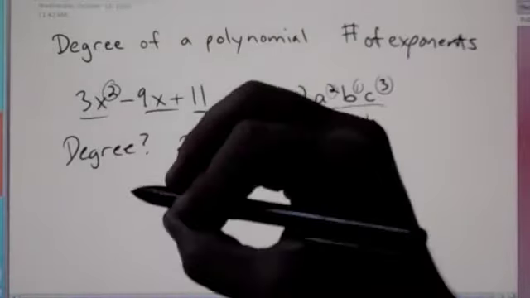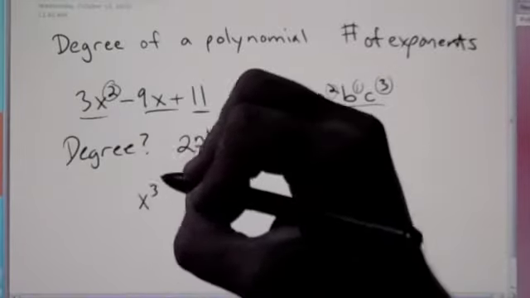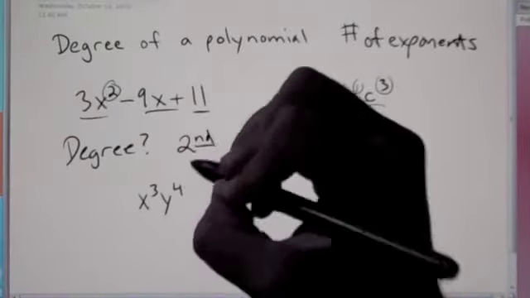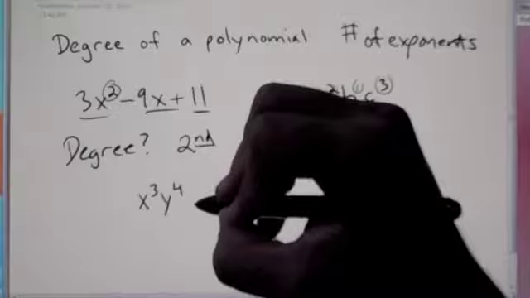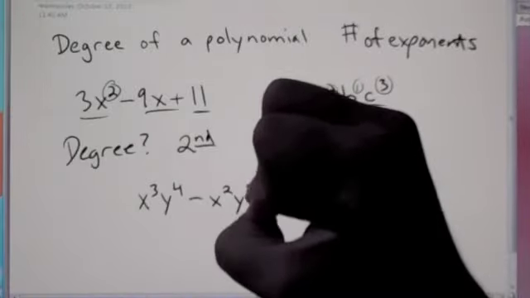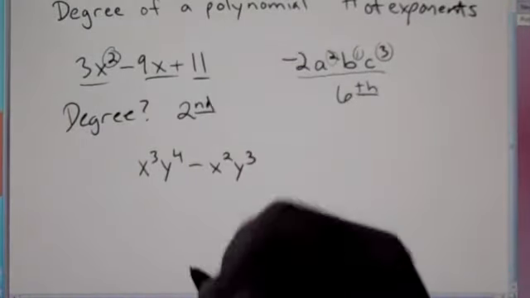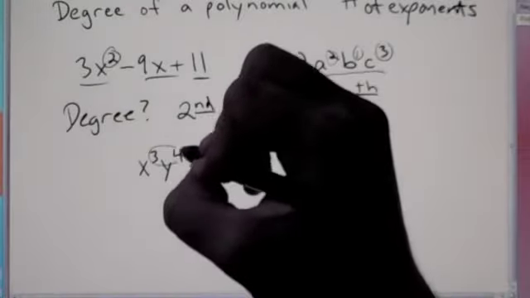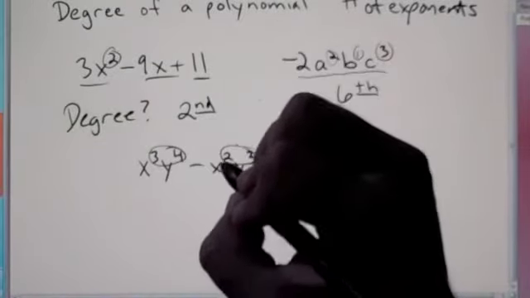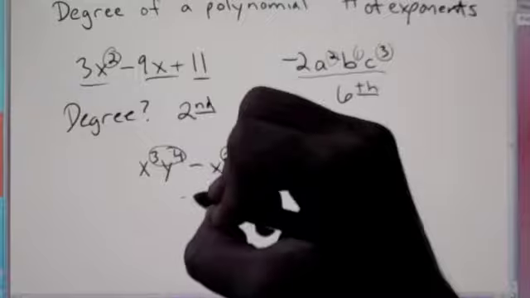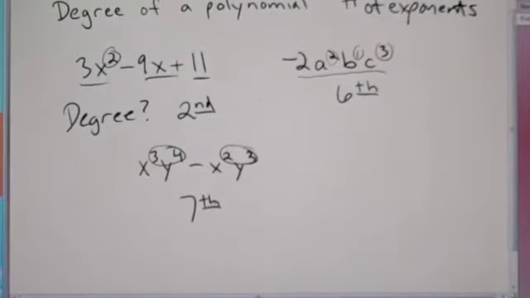And lastly, if I were to give you two separate terms though, say x to the third, y to the fourth, minus x squared, y to the third, what degree polynomial is this? Again, add the exponents. There's 7 here and 5 here. So you go with the one that's bigger. So in this case, this would be a 7th degree polynomial.